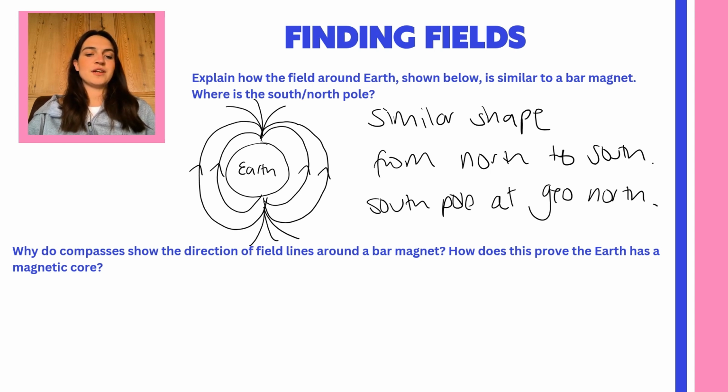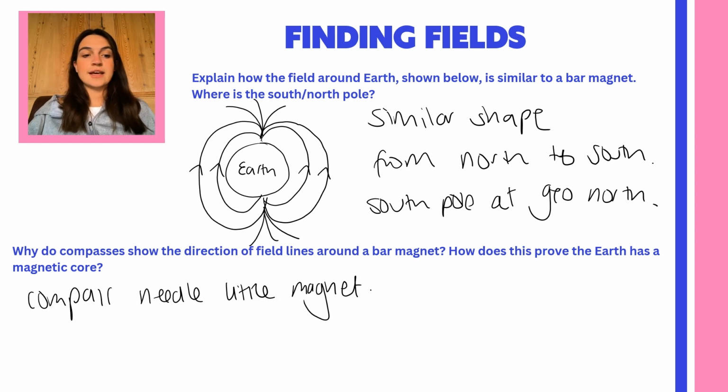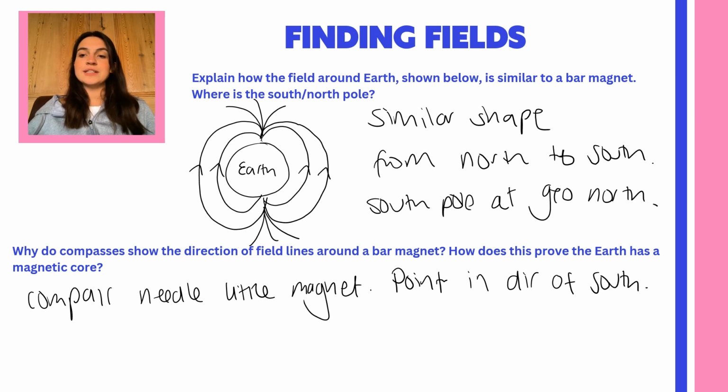Why do compasses show the direction of field lines around a bar magnet, and how does this prove that the Earth has a magnetic core? Okay, so the first thing to know is that your compass needle is like its own little magnet, okay? And it is going to point in the direction of a south pole, because the arrowhead is like a little north pole for your compass. So it points in the direction of a south pole.